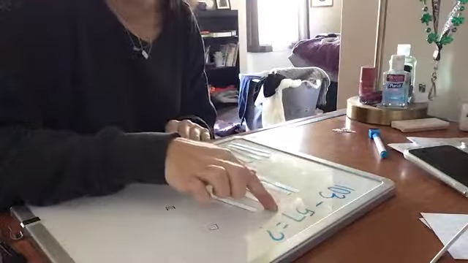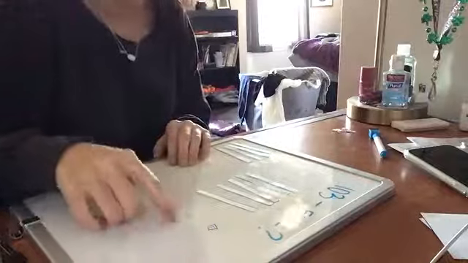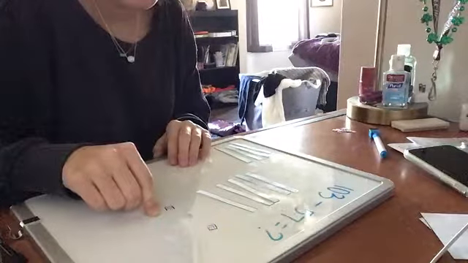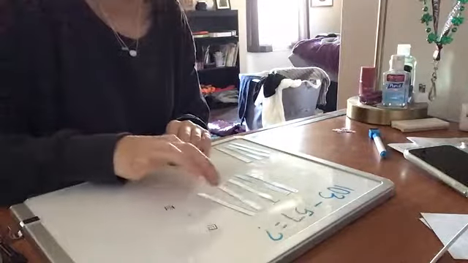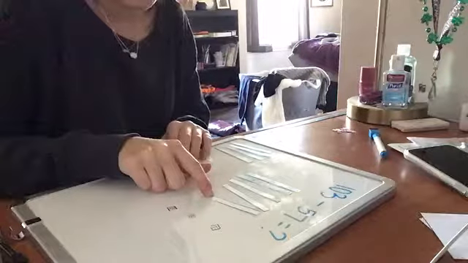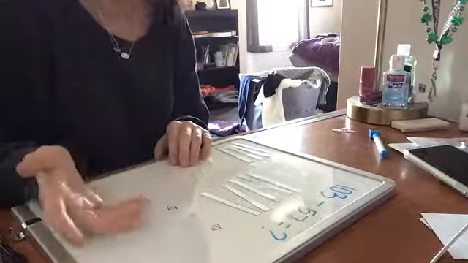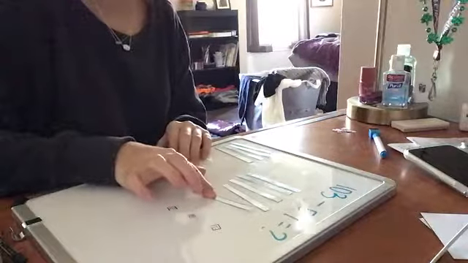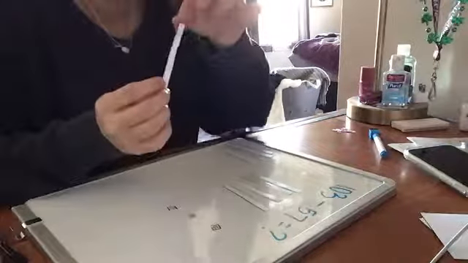And now I want to take 7 away. But I only have 3 ones. So if I wanted to take 7 ones away, I could break up one of my 10s, right? And that would give me more ones to take away. So that's exactly what we're going to do. We'll take 1 rod. And remember, 1 rod equals 10 units.